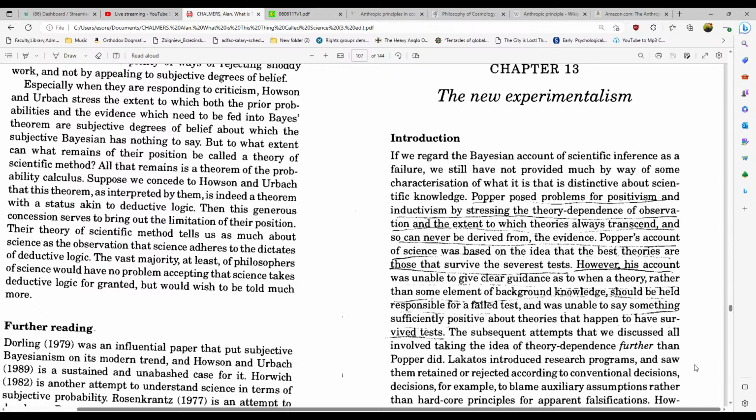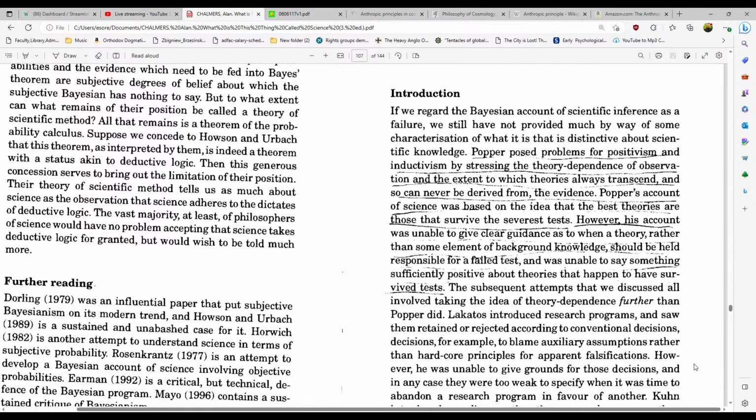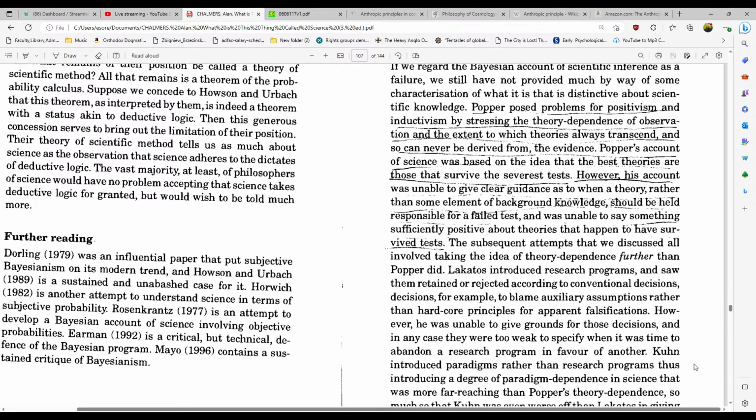So who comes along but Lakatos? Lakatos thinks he can get out of the problem by introducing research programs. We saw them retained or rejected according to conventional decisions, for example, to blame auxiliary assumptions rather than what he called the hardcore principles of the research program for apparent falsifications. So that means you could have your theory, because it's the hardcore of the research program, survive, and then you have supposedly a way of seeing where things went wrong. Well, that's all the auxiliary assumptions, things like epicycles that we could change and throw out. However, he was unable to give grounds for those decisions.